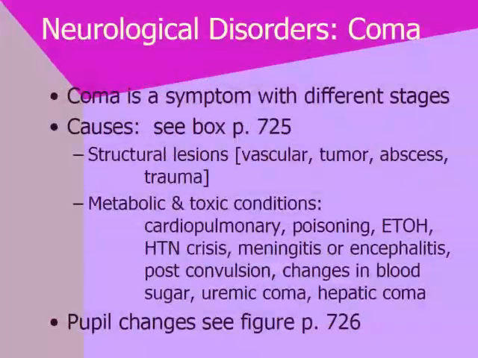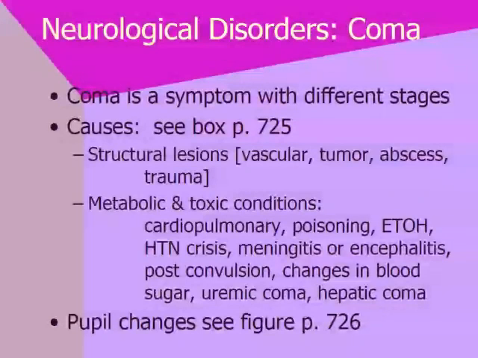Neurologic disorders, coma. Coma is a symptom, but it has different stages, and there are causes for it that you can see on page 725. Some could be due to structural lesions such as vascular, tumor, abscess, or trauma. Vascular could be a stroke. Metabolic and toxic conditions include cardiopulmonary arrest, poisoning, alcohol overdose, hypertensive crisis, meningitis or encephalitis, following a convulsion, changes in your blood sugar, uremic coma, and hepatic coma.